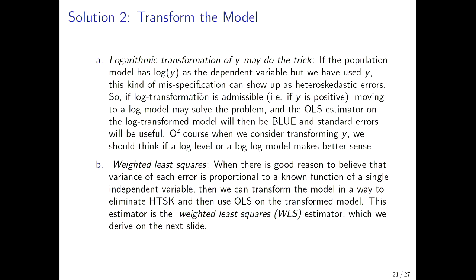So solution 2, transform the model. A, logarithmic transformation of Y may do the trick. The idea here is that in the population model, the appropriate dependent variable is not Y but log Y, and instead of using log Y as the dependent variable, you chose to use Y. Let me try and say that again because it sounds a bit confusing. Suppose that in the population model, the appropriate dependent variable is not Y but log Y. And you, being the silly billy that you are, instead of using log Y as the dependent variable, you use Y. That mistake may manifest itself in having heteroskedastic errors. In other words, maybe I have heteroskedasticity because, silly old me, I used Y as the dependent variable when I should have used log Y.